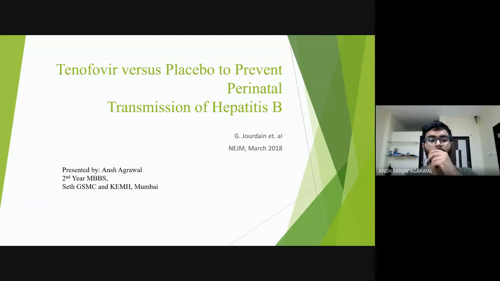Good evening to everyone. I'm Ansh Agrawal, a second-year MBBS student at G.S.M.C Medical College and K.M. Hospital, Mumbai. Today I'll be presenting the study Tenofovir versus Placebo to prevent perinatal transmission of Hepatitis B. This is a study by G. Jordan et al., published in the New England Journal of Medicine in March 2018.